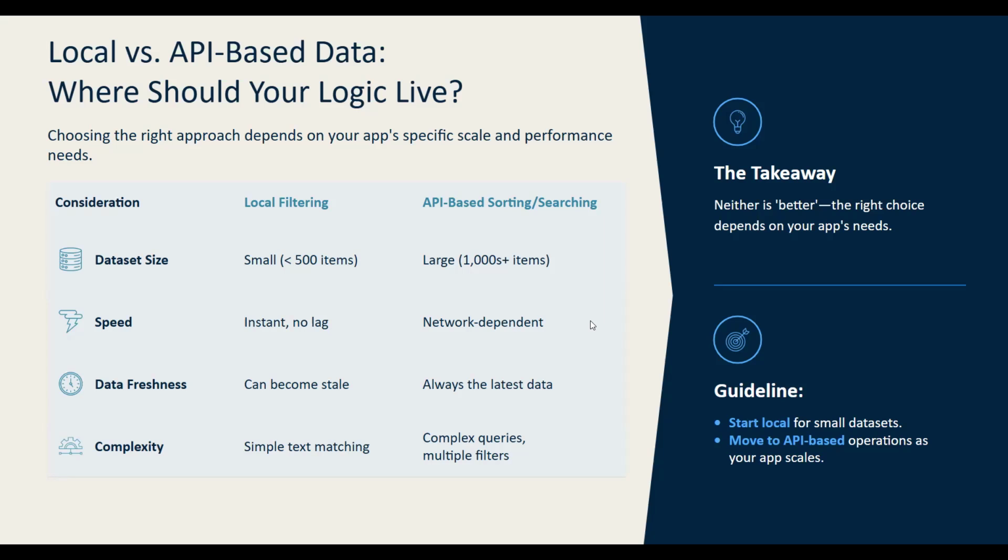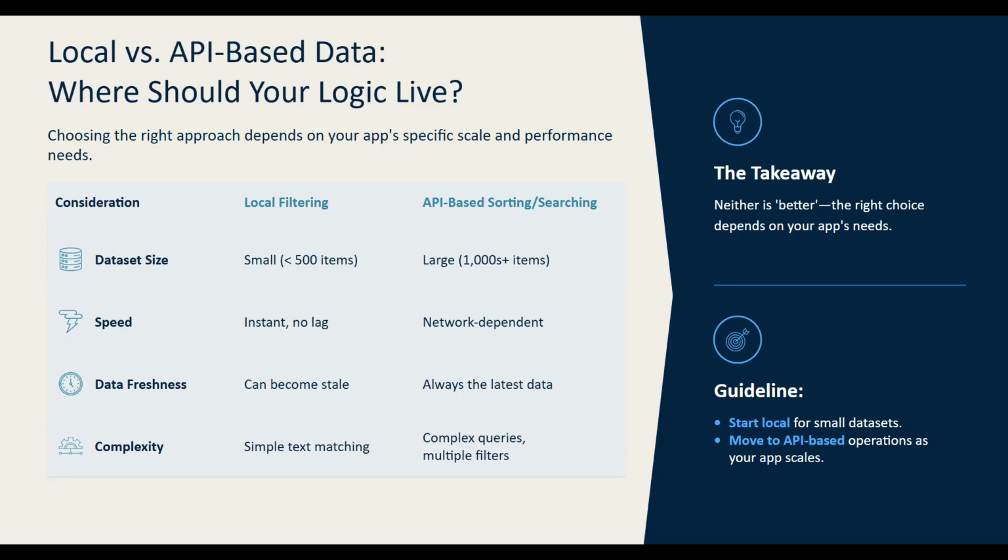So, you also have to consider the data set or the amount of data records that you're dealing with. If it is small, usually under a few hundred items, then local filtering and sorting is often the simplest choice. It feels instant, there's no network delay, and it is very easy to implement. But as your data set gets larger or your queries start to become a bit more complex, API-based sorting and searching starts to make more sense.